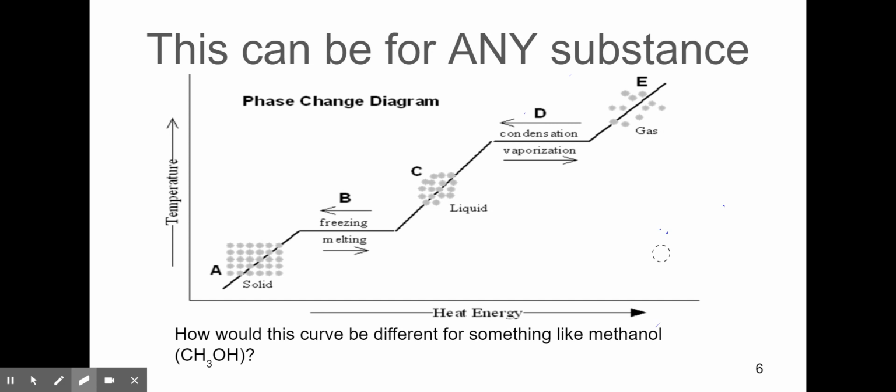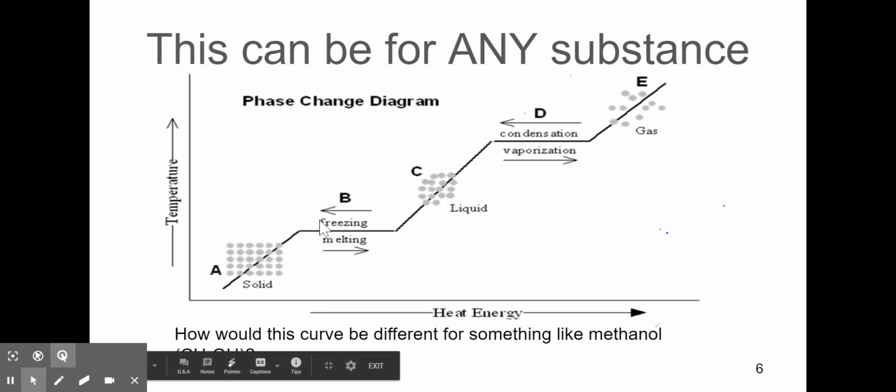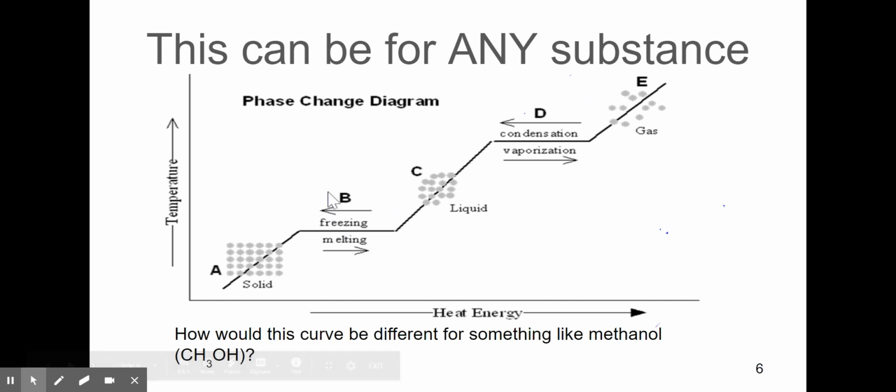Going from gas to a liquid, that's called condensation. Going from a liquid to a gas, that's vaporization. Going from a liquid to a solid would be freezing, and going from solid to a liquid, that's melting. And again, remember that at these phase changes, at your B and at your D, you have both phases present. So you have solid and liquid here, and liquid and gas here.